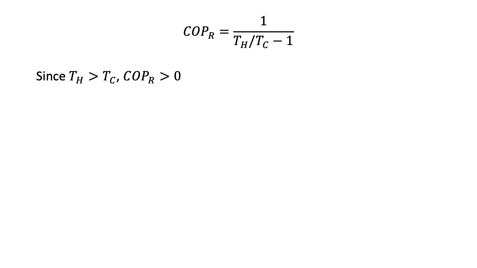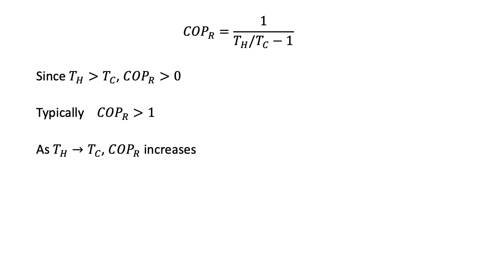Since TH is greater than TC by definition, the coefficient of performance of a refrigerator must always be greater than 0. Typically, the coefficient of performance is greater than 1. As TH approaches TC, the coefficient of performance increases.